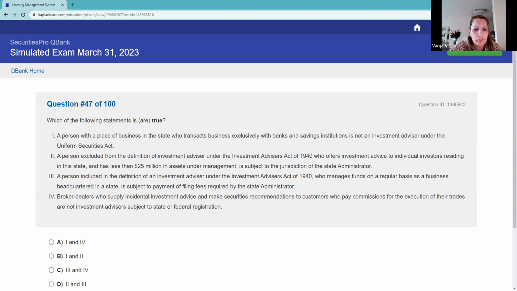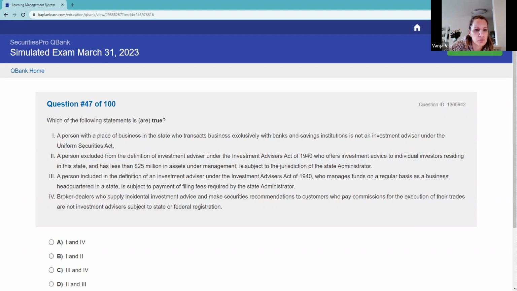They are excluded, different under, okay. A person included in the definition of investment advisor under the Investment Advisers Act of 1940 who manages funds on a regular basis as a business headquartered in a state is subject to payment of filing fees required by the state administrator. A broker-dealer who supplies incidental investment advice and makes securities recommendations to customers who pay commission for the execution of their trades and non-investment advice is not subject to state or federal registration.